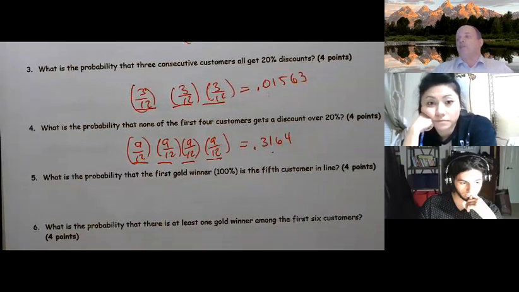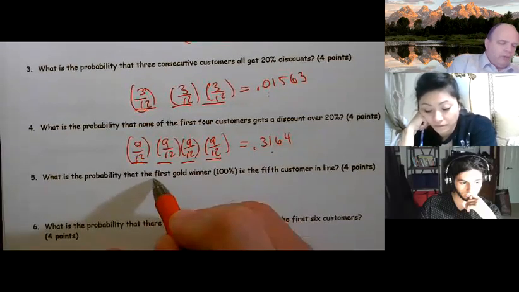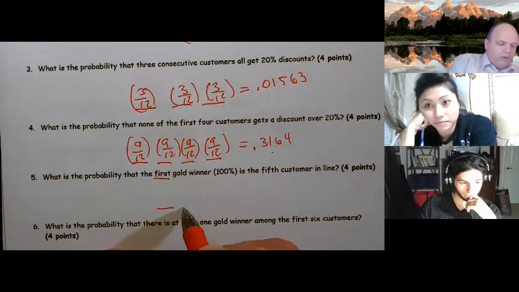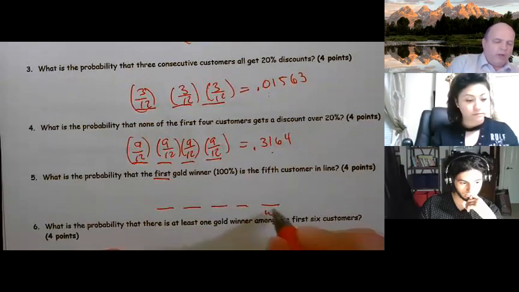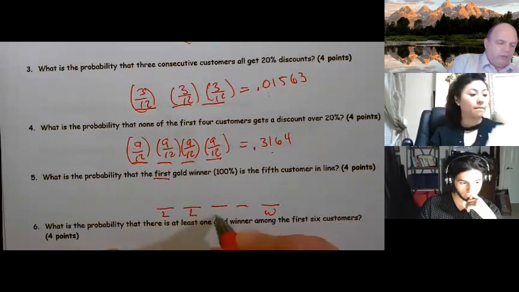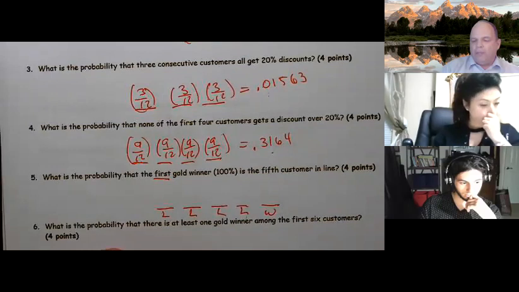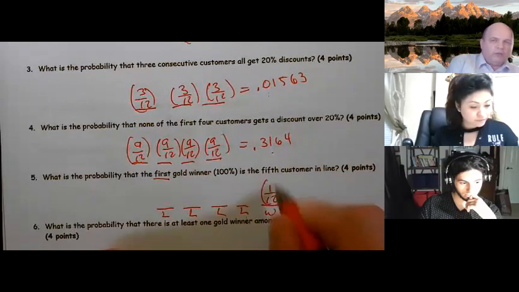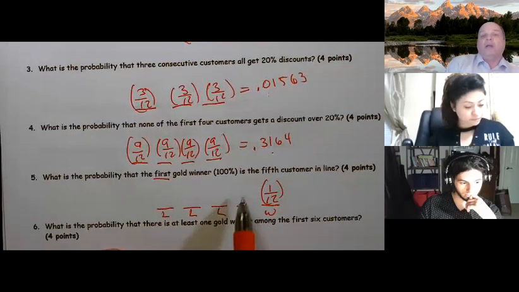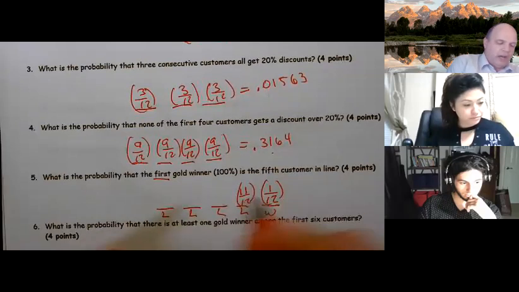What's the probability that the first gold winner is the fifth customer in line? So once again, 1, 2, 3, 4, 5 blanks. Winner, all of these are losers. Actually, they're not losers, they're just not winning the big prize. The probability of the big prize was 1 out of 12. So all of these are going to be 11/12, because that's the probability that they did not win the gold.